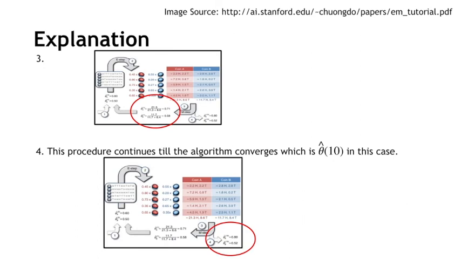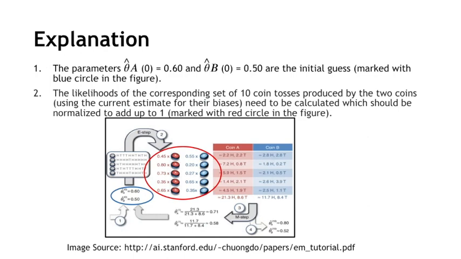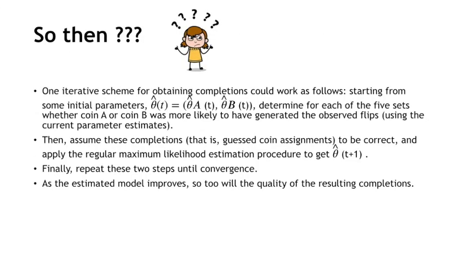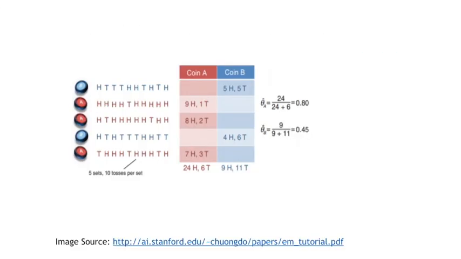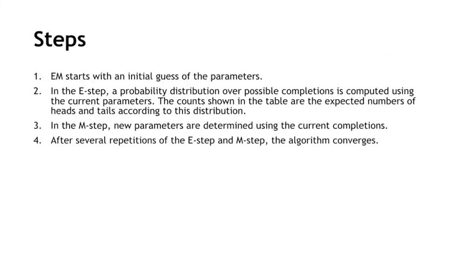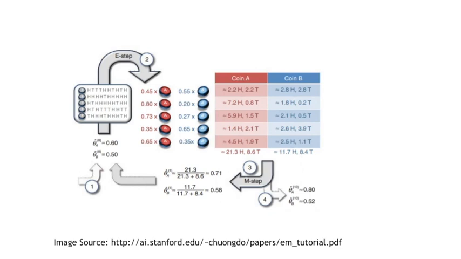We would keep on doing these steps. Step 1 is for initial guessing, sorry for that. We would keep on repeating steps 2 and 3 till the algorithm converges, right? In this case, that is theta 10. Finally, we would have the value in theta 10 as 0.8 and 0.52. If I go back to maximum likelihood estimation, our theta A was 0.8 and theta B was 0.45. So the result we have got using the expectation maximization algorithm is pretty close to the actual value.